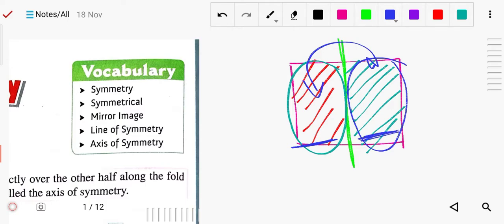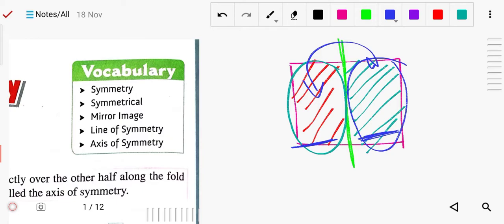If these two figures are not symmetrical, then we can say they are asymmetrical. Which type of figure will we say? That is your asymmetrical figure. But if it is symmetrical, both figures are identical, and when you cover one with the other, they will cover each other exactly.